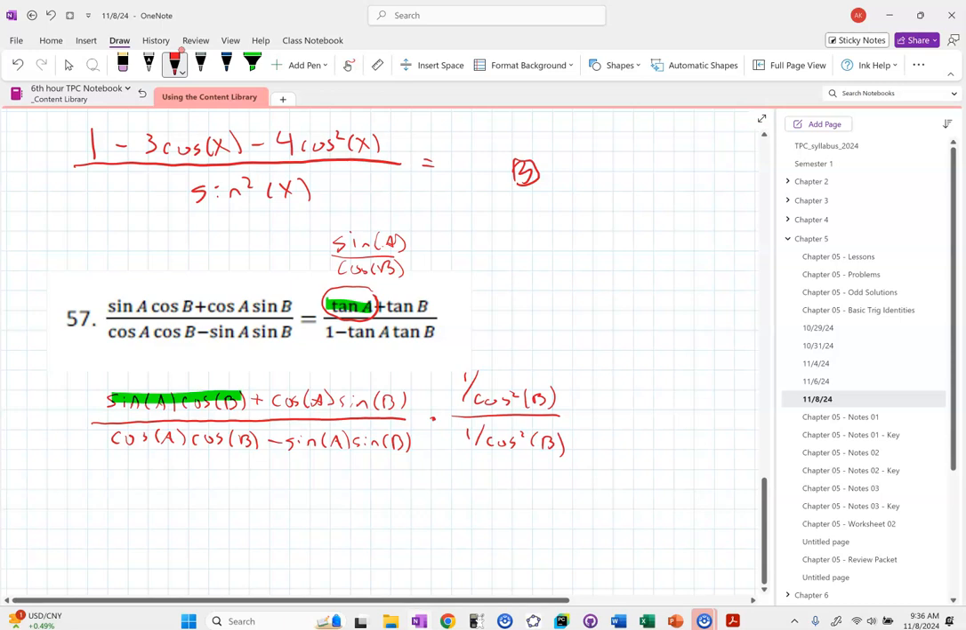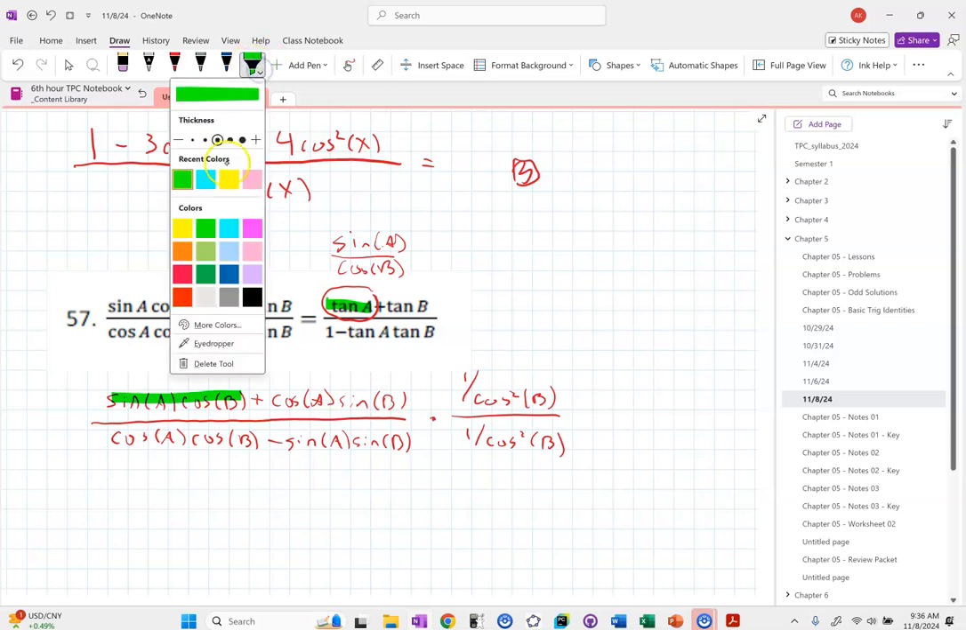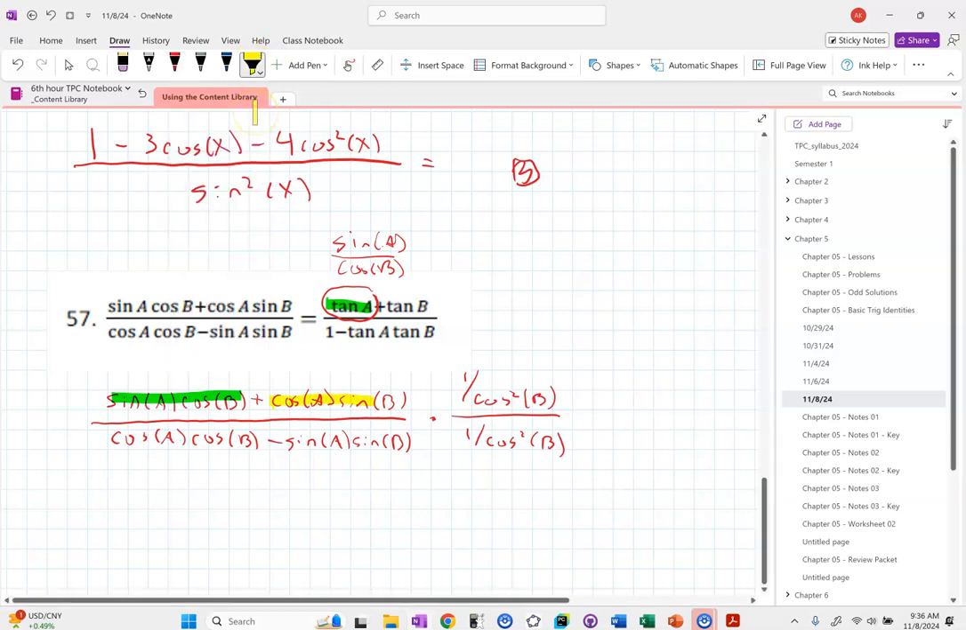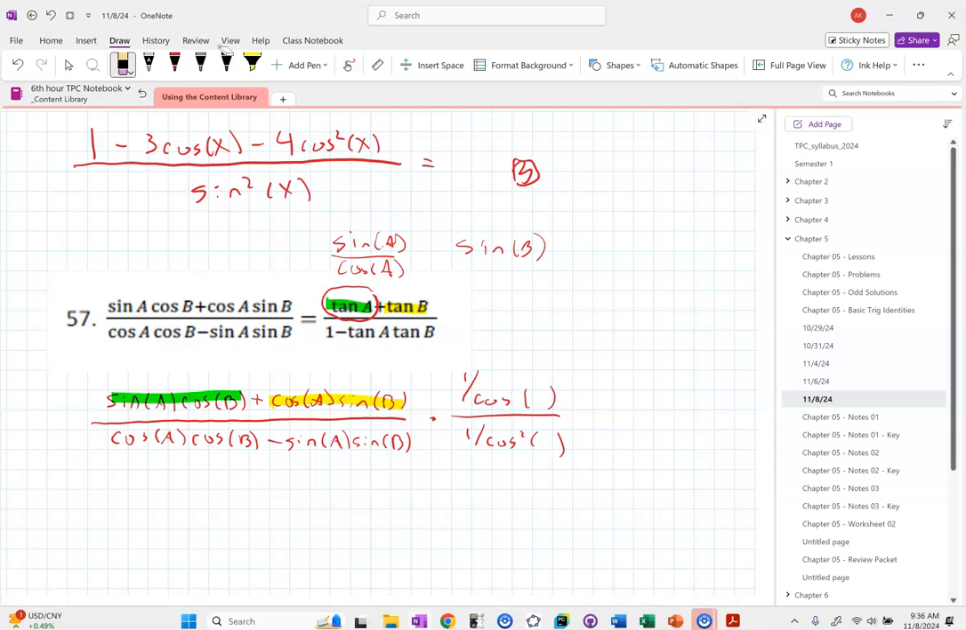So far, so good, Nicole? Okay. If I then look at this piece, I want to turn that into tan B. Well, tan B is sine. Oh my gosh, here, guys. Tan A is not sine A over cosine B. It's sine A over cosine A. So I'm going to just multiply the top and bottom by cosine A. Okay with that? All right.